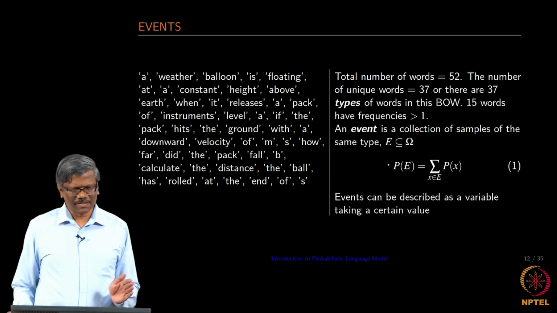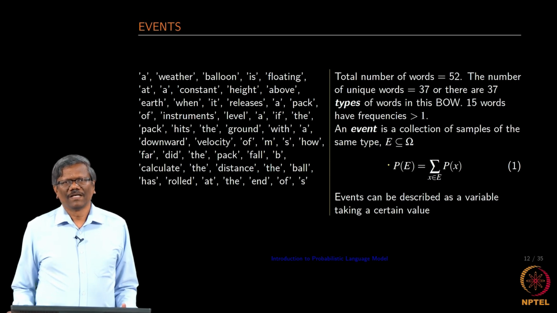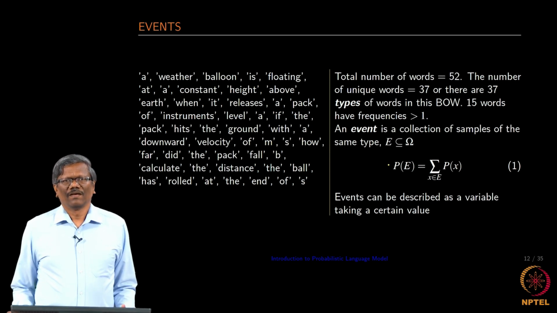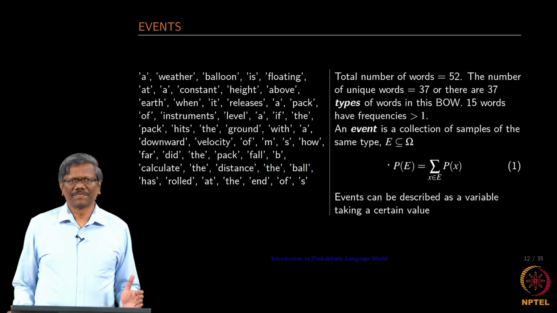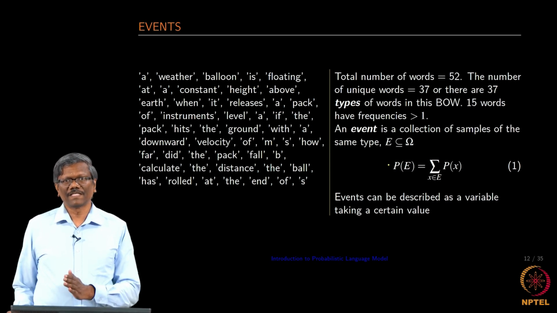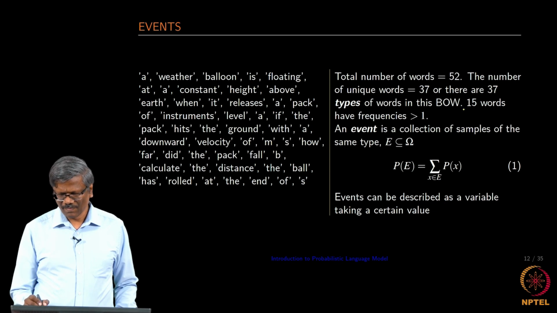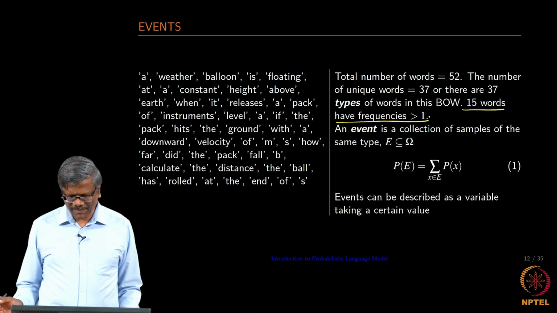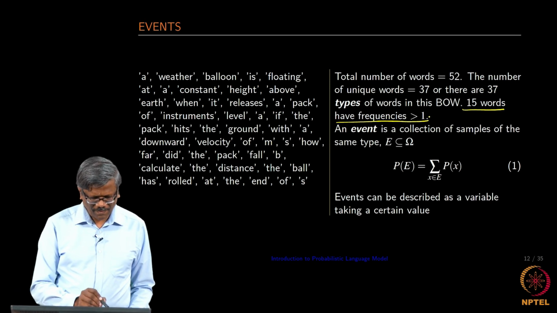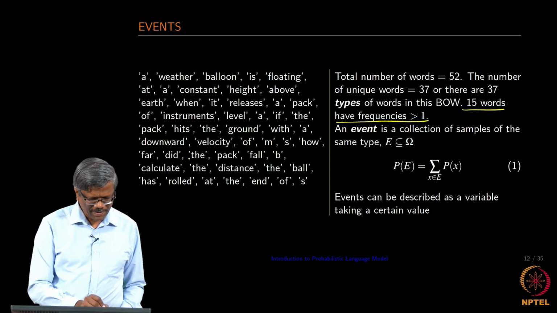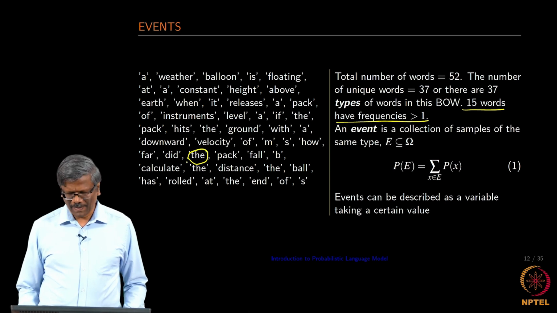Then let us now define an event for the same sample space. The total number of words that we have is 52, as I mentioned, and if you look at the unique words, there are only 37. Or there are 37 types of words in this particular bag of words. That means 15 words have frequencies greater than 1. That means if you look at the word the, you would definitely find that particular one happening more number of times than any other word.